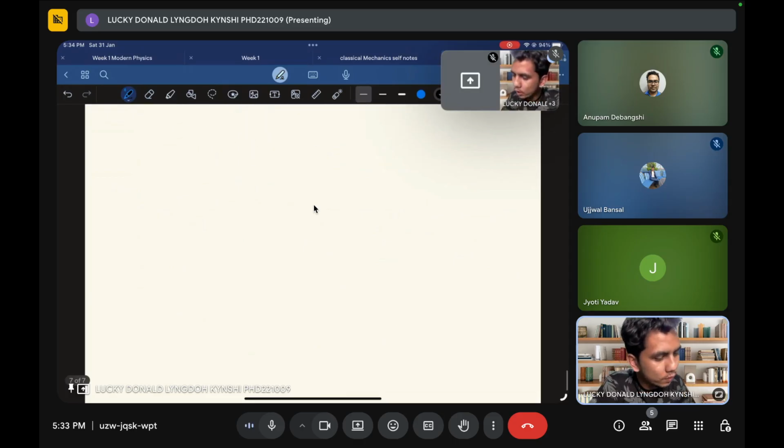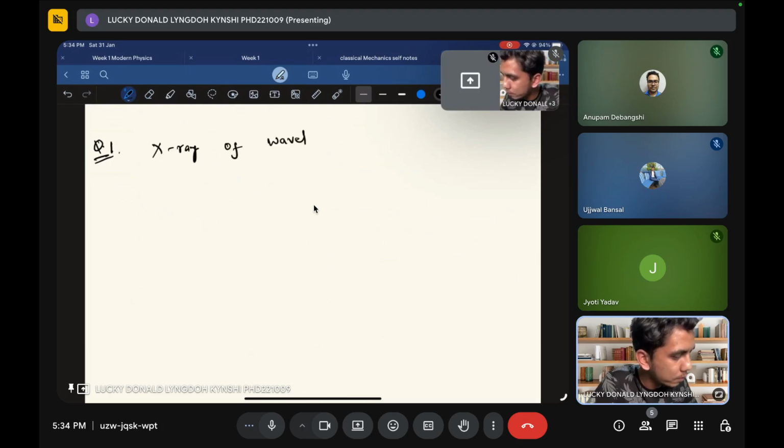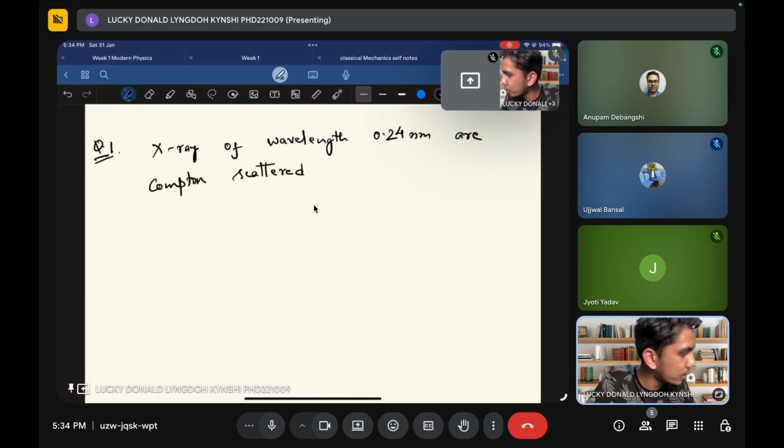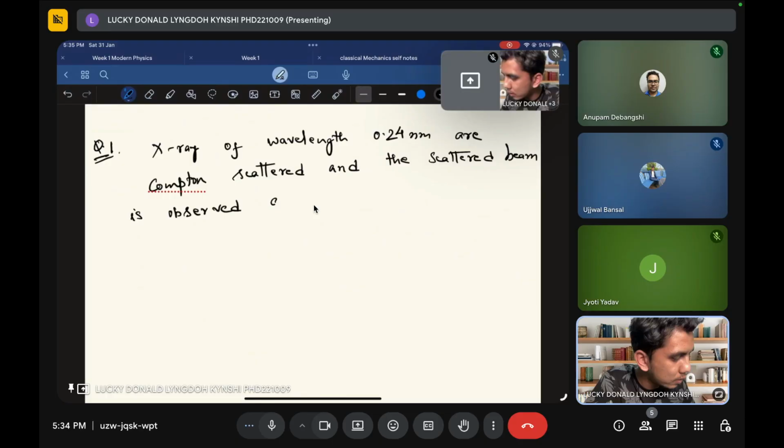So now, if you look at the first question from your assignment, question number 1, if I think you have the questions, I'll not write completely, but what happens is X-rays of wavelength 0.24 nanometer are Compton scattered and the scattered beam is observed at 60 degree to the incident beam, right?